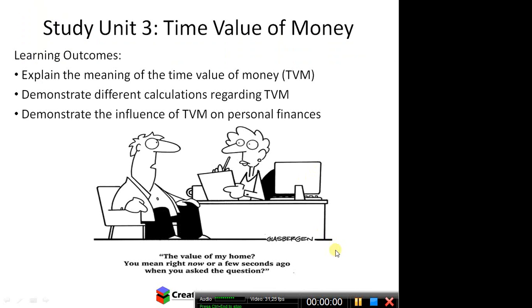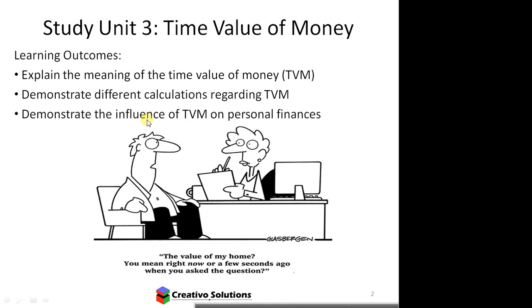Right, so to start off, let's have a look at what time value of money actually means. Study unit 3 is focusing on exactly that. Obviously, money changes value over time, and we need to know what that actually means in terms of decision making. We also need to look at calculations, so how do we do certain workings, and the influence of time value of money on personal finance. That's the big focus in this particular chapter.